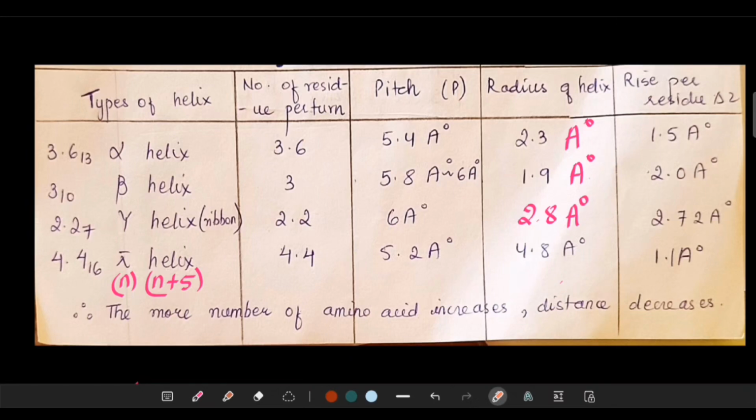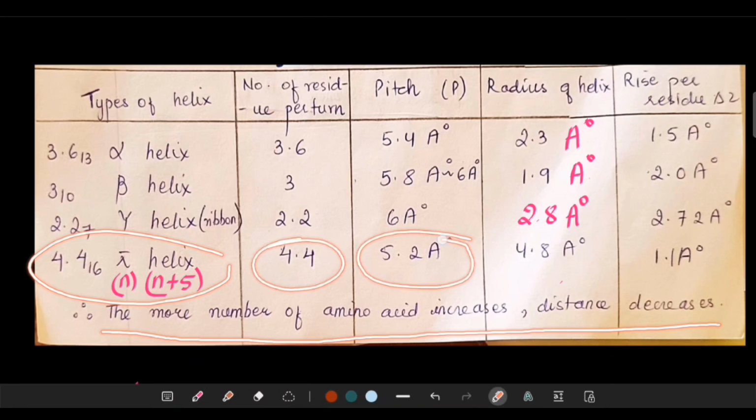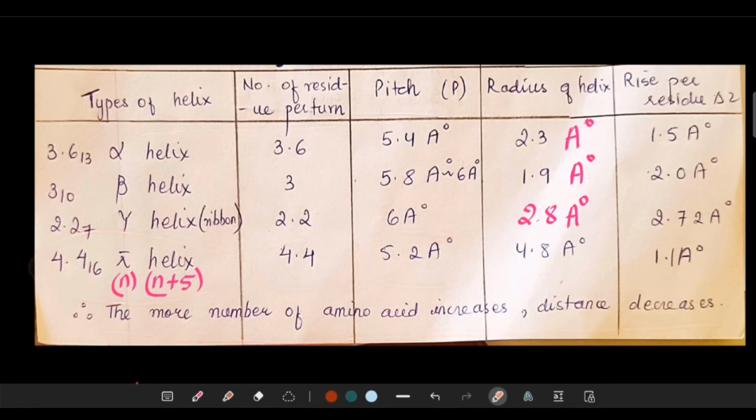There is also one line over here: the more the number of amino acids increases, the distance decreases. That means, as you can see in the pi helix, the number of amino acids is increasing, and the pitch is also decreasing, as you can see over here, right? Over here also, as the amino acids increase in number, the distance between them is decreasing.